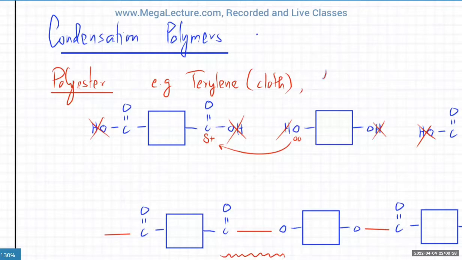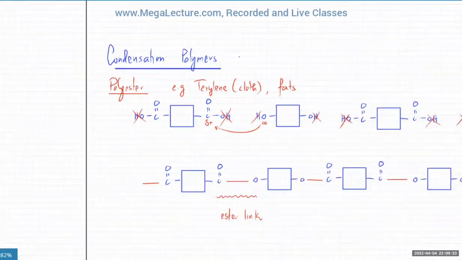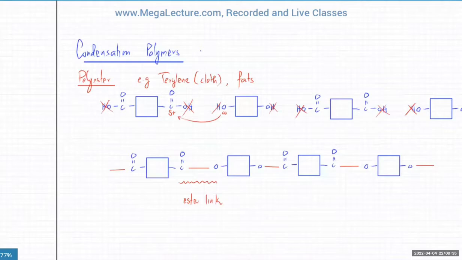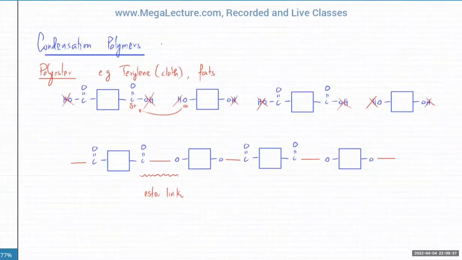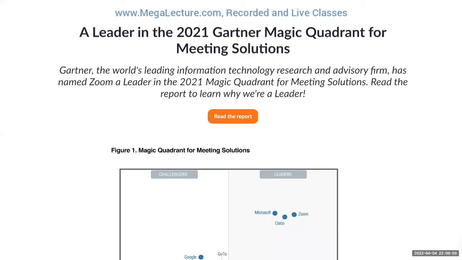And the other one is fats, which are also natural ones. One of them is synthetic, the other one is natural. Fats aren't really a polyester, but they have kind of the same structure. I mean, poly means lots of them, thousands of them. Fats don't have thousands of them. Fats have ester links, but very few ester links. So you can't really call them polyesters.